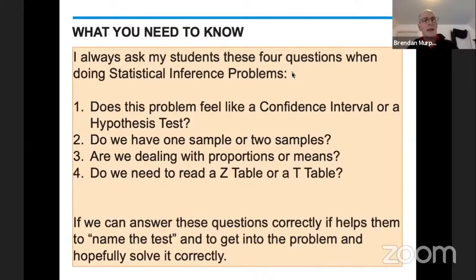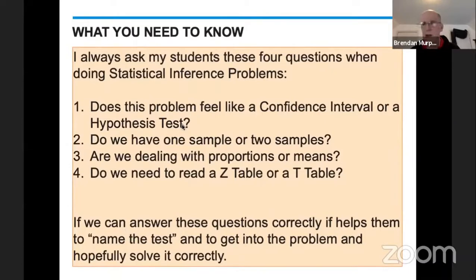And so I came up with these 4 questions. And every time we do an inference problem, literally for 2 or 3 months in a row, after we read the problem, I'll call on a student and say, let's answer these 4 questions and see if they help us, 1, identify the correct test, and 2, perhaps find the right test on the calculator, all of which we'll practice today. So my first question is, does this problem feel like a confidence interval or a hypothesis test? And sometimes the wording is very easy in the problem, and sometimes it isn't quite so easy to figure out exactly what they want.